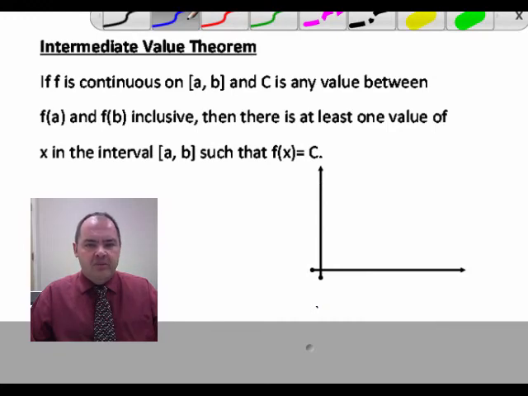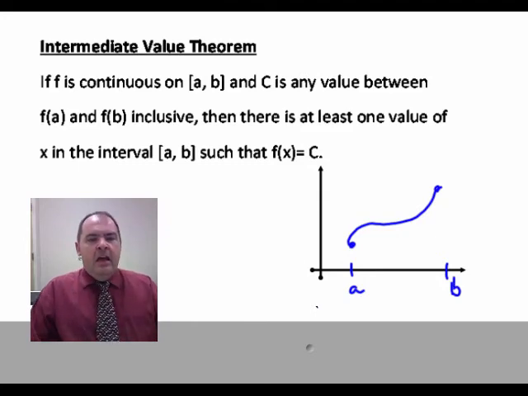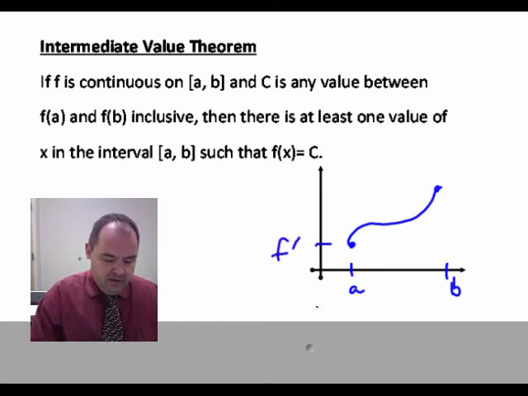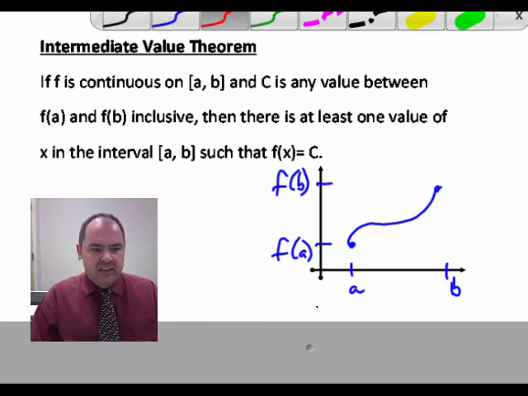Okay, continuity is a concept that comes up in many theorems in calculus, and one of the most fundamental theorems is something called the intermediate value theorem, which says that if f is continuous on a closed interval [a, b], okay, so I'm going to draw that function between a and b. It's closed, as we discussed. And if c is any value between f of a and f of b, so here's f of a, here's f of b, then there's going to be at least one value of x in the interval such that f of x is equal to c.